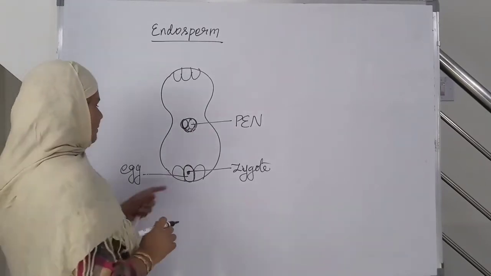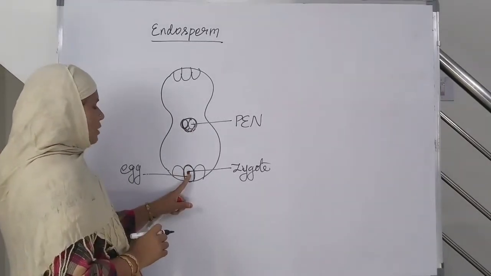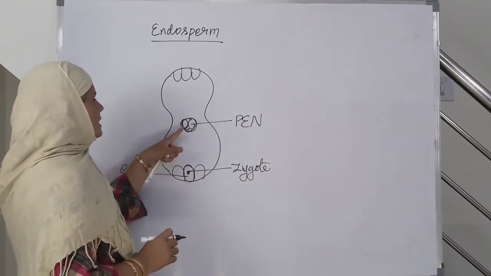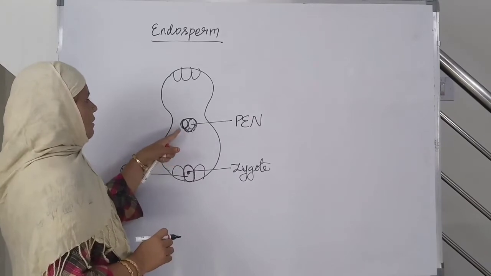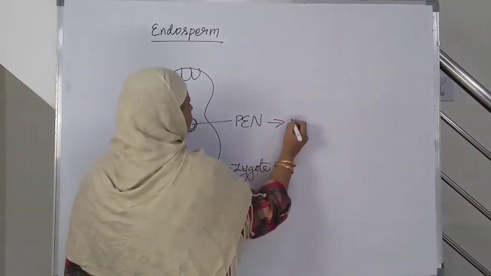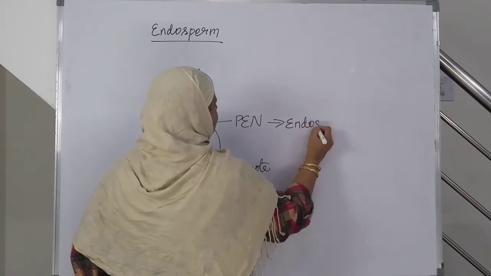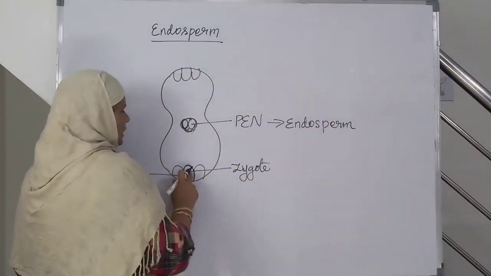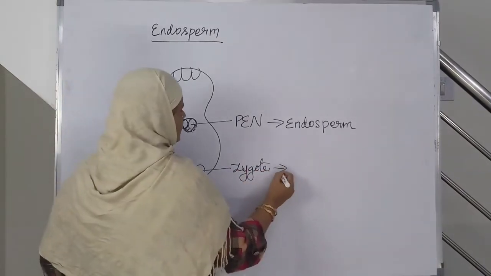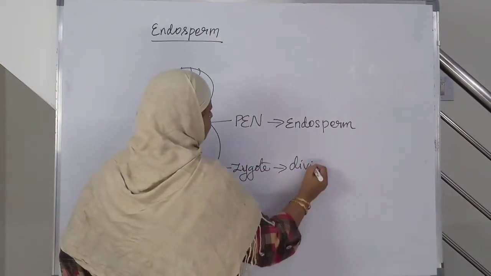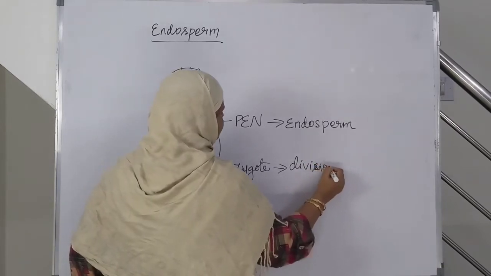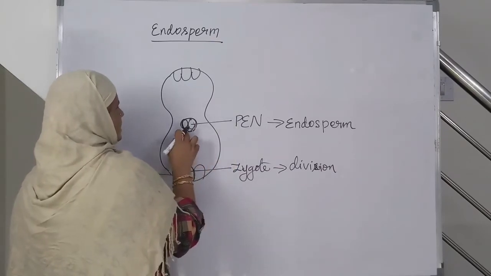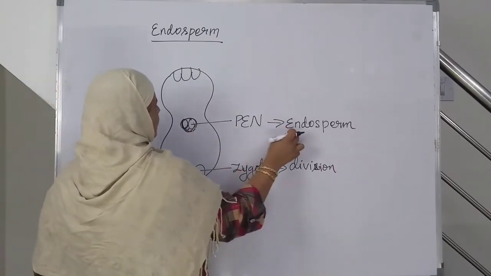So, in most of the angiosperm, before the zygote development, the primary endosperm nucleus starts to divide and it develops into endosperm. Before the zygote starts its division, the primary endosperm nucleus starts its divisions and it develops into endosperm.